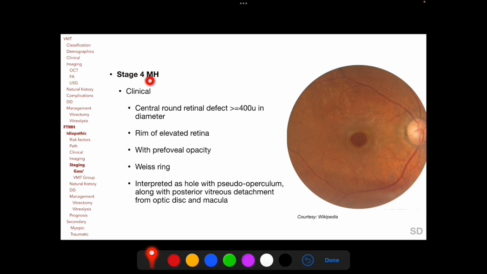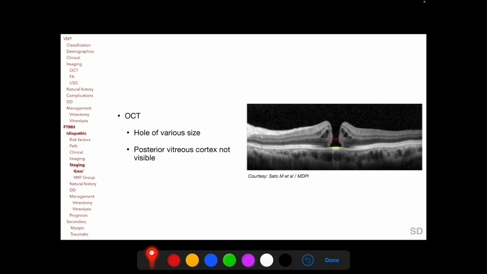Stage 4 macular hole clinically appears similar to Stage 3 macular hole but with a Weiss ring in front of the optic disc, with the visual acuity in a similar range of 20/200 to 20/800. OCT in Stage 4 macular hole shows a full thickness retinal defect with the posterior vitreous cortex detached from both the macula and the optic disc, and often not visible.